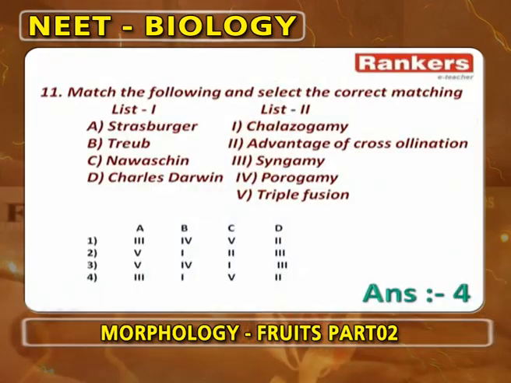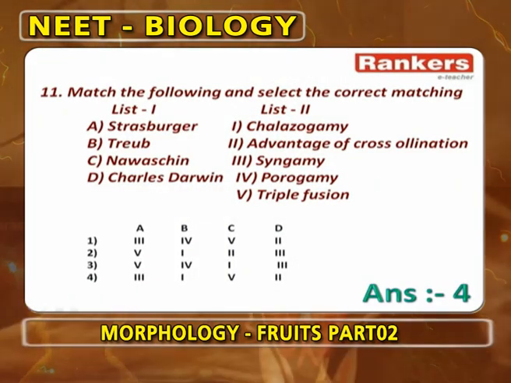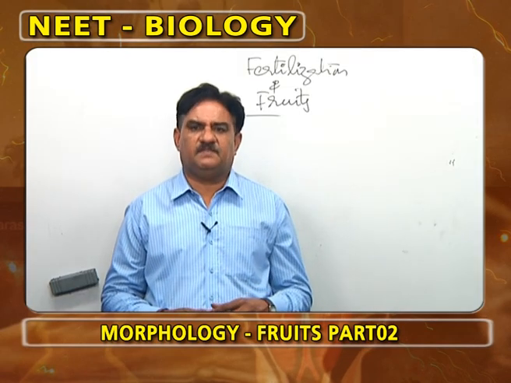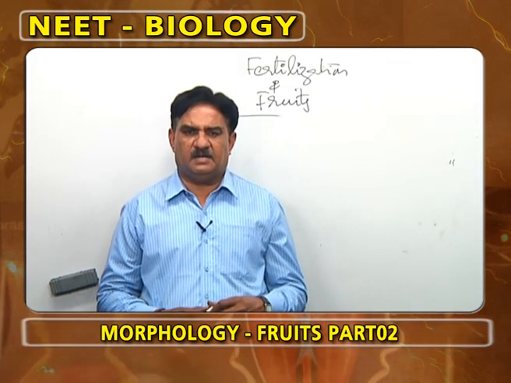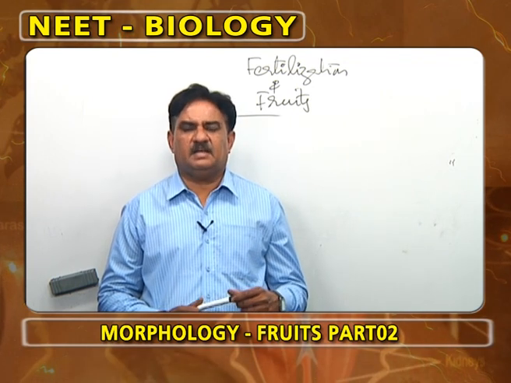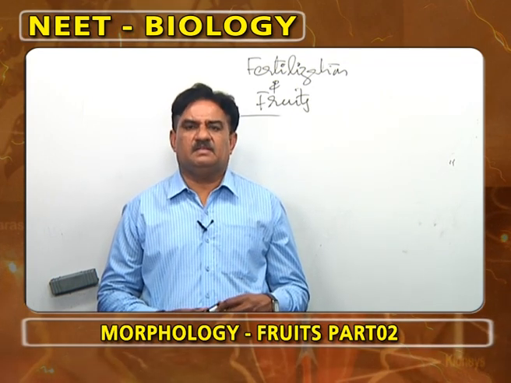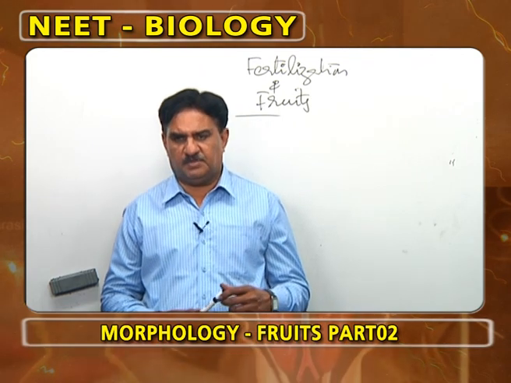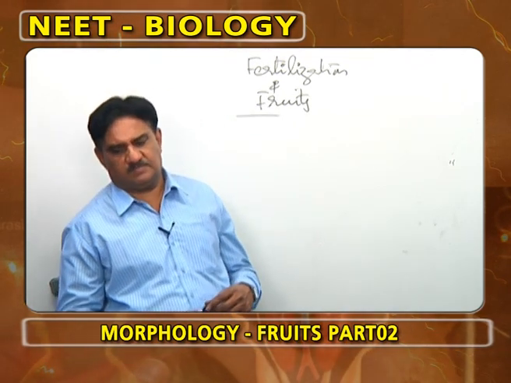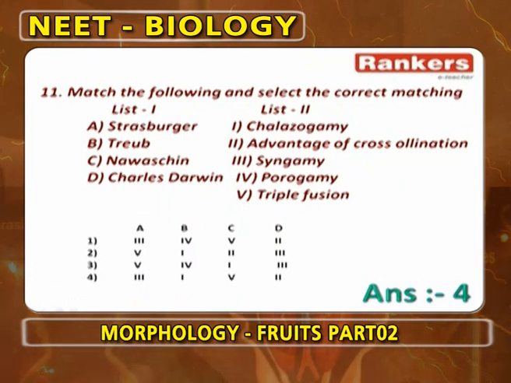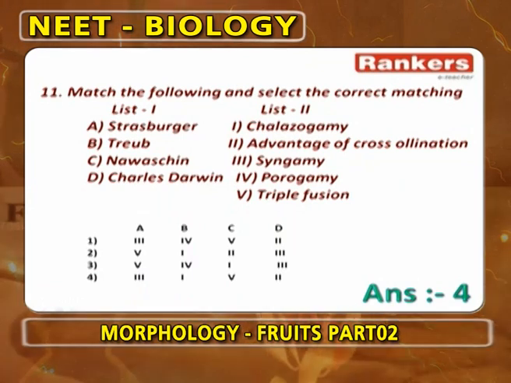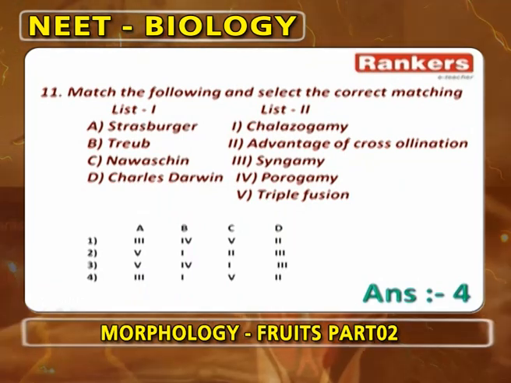Navashin, triple fusion. Fusion of male gamete with secondary nucleus is called triple fusion. Triple fusion was reported first in Lilium and Fritillaria, but later in almost all plants. Charles Darwin is known for evolution theories, so he proposed the advantages of cross-pollination in plants. Advantages of cross-pollination were discovered by Charles Darwin.